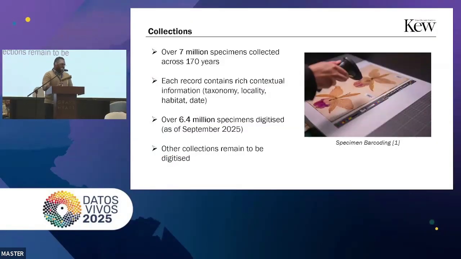So a little bit of context. Kew has over 7 million specimens that have been collected over 170 years since its establishment. And each specimen record contains rich information such as the specimens, the taxonomy, the locality where it was found, when it was found, and even by who. But over the past few years, Kew has been digitizing this information, mainly the herbarium sheets, and we've had over 6.4 million specimens digitized as of the start of September 2025, which is great. There's still a lot more that's being digitized and hoping to be fully digitized by next year.